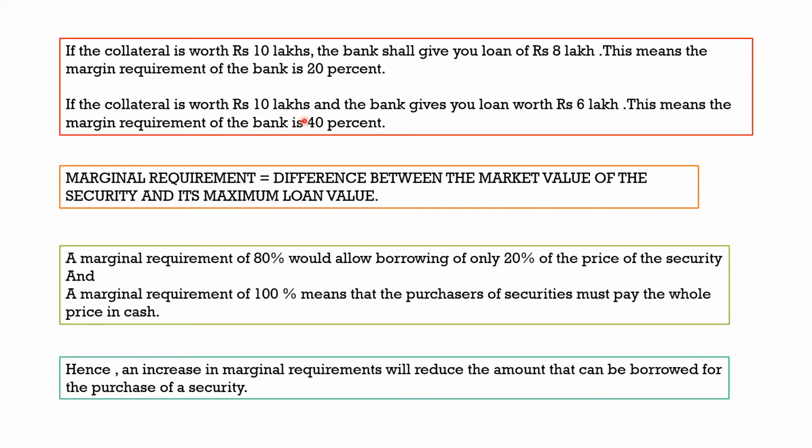Take another example. If the collateral is 10 lakh, your security, your gold or your jewelry, whatever you're offering to the bank is for 10 lakh. If the bank gives you a loan worth 6 lakhs, then the marginal requirement is 40%. How will you find it? 10 minus 6, it's 4. 4 upon 10, it's 40%. So it is up to the discretion of the bank. It may give you 8 lakh loan for the 10 lakh security. It may give you 6 lakh loan for 10 lakh security. It is for the bank to decide. What you have to do is offer your collateral. So this is the meaning of margin.